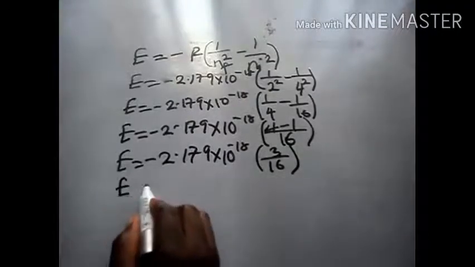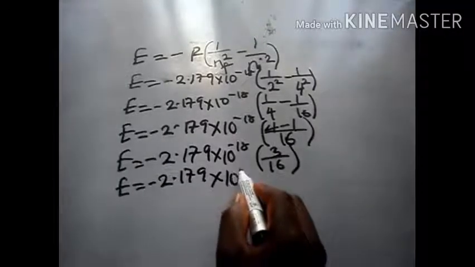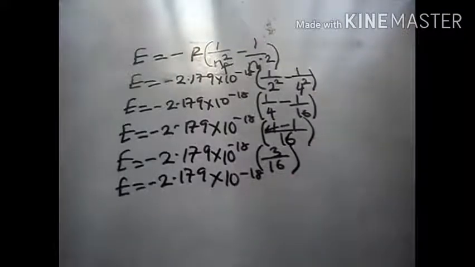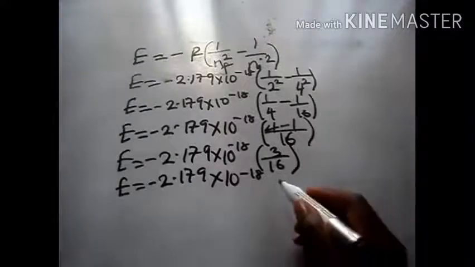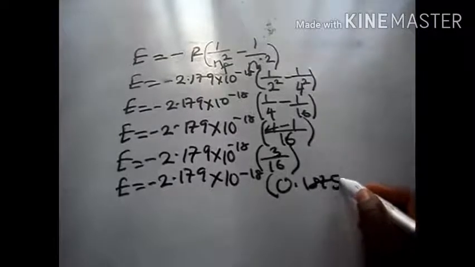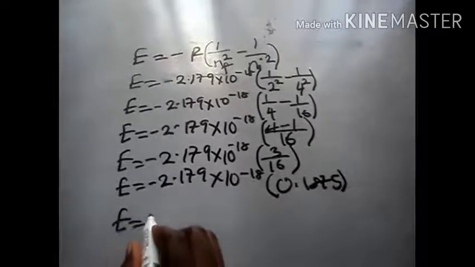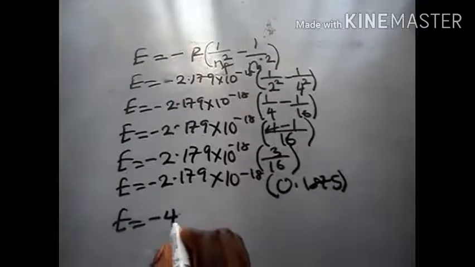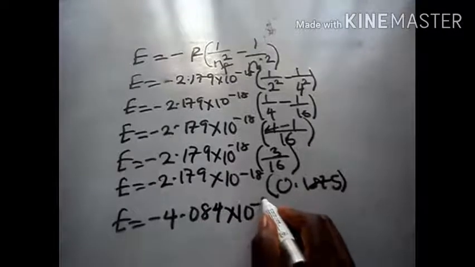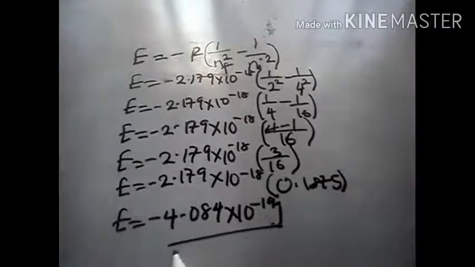So here we have negative 2.179 times 10 raised to power minus 18. The value of 3 over 16, if you punch that on your calculator, you have 0.1875. So we'll multiply these two, we'll have our energy to be negative 4.084 times 10 raised to power minus 19 joule. Here is the energy being released.